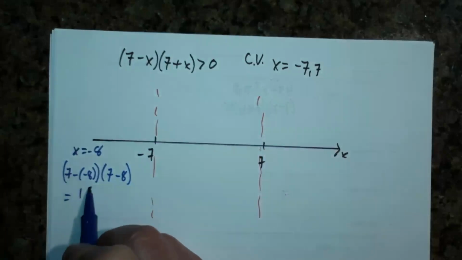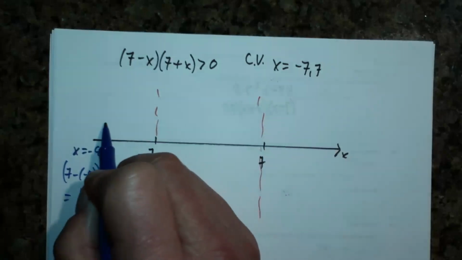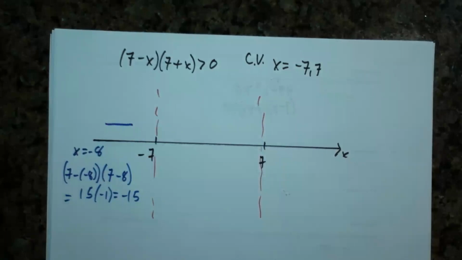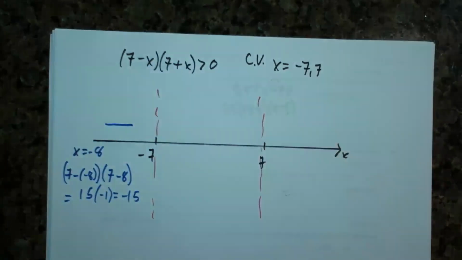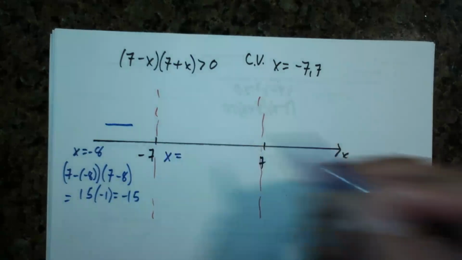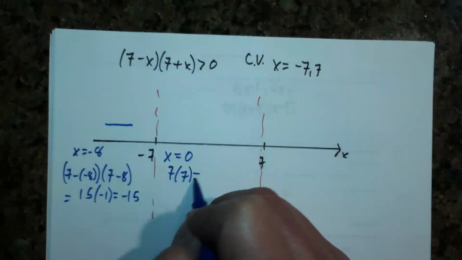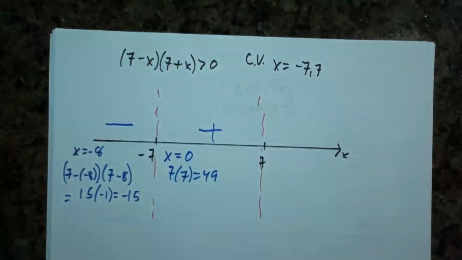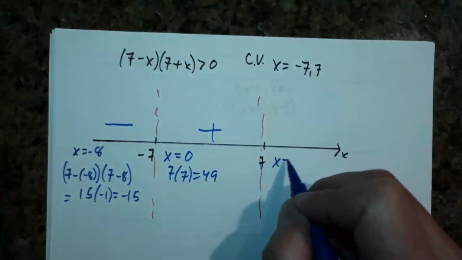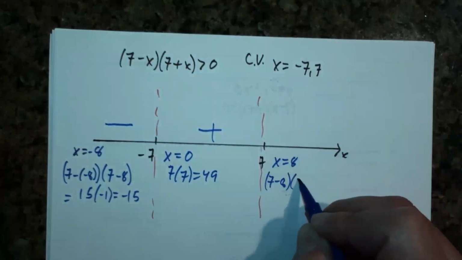That is going to be 15. That's going to be a -1. That means any x value less than -7 is going to make this negative. Let's try something in between. Let's try 0. Right, when that's 0 and that's 0. Meaning there's our positives. So we'll do 7 minus 8. 7 plus 8.